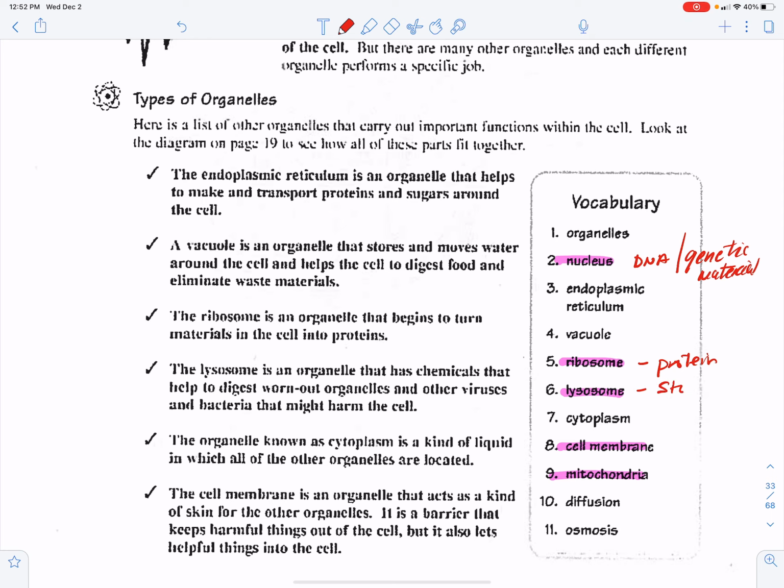Lysosomes are like the stomach of the cell. This allows it to digest foods that come in. Cell membrane, think of it as similar to your skin or the outside of the cell. And the mitochondria, its job is to make energy.